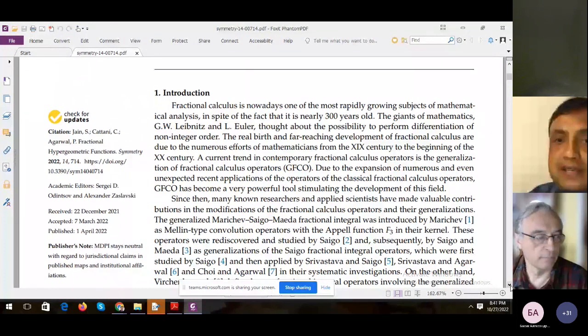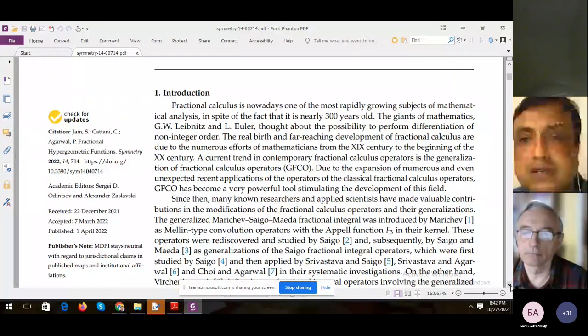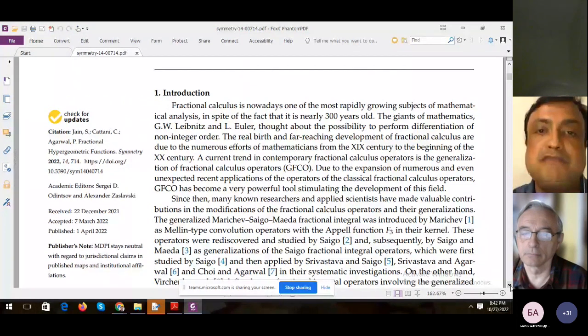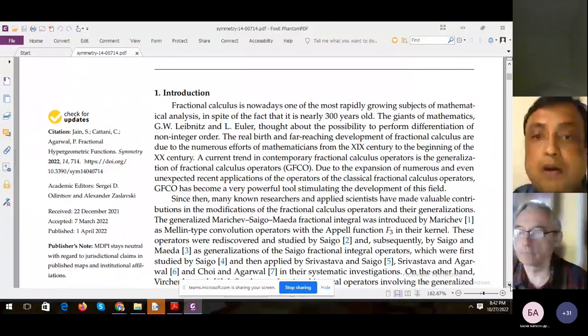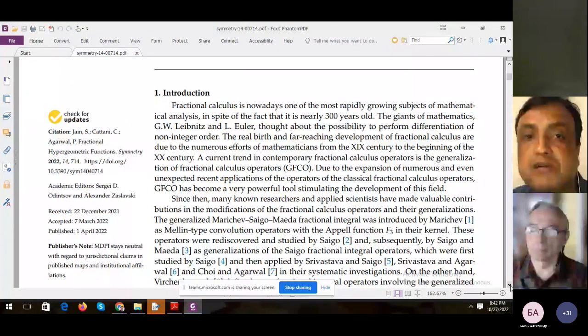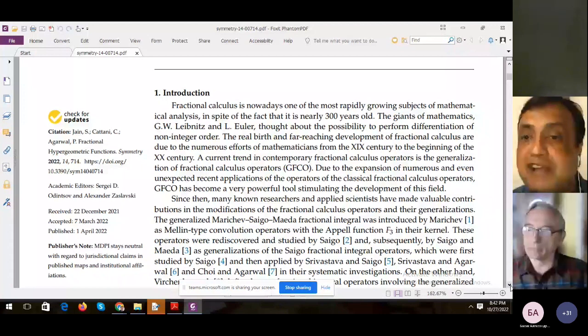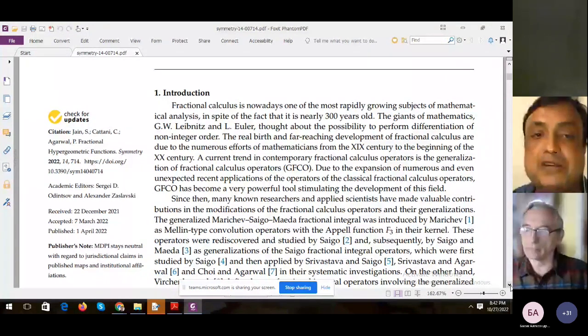Fractional calculus is nowadays one of the most rapidly growing subjects of mathematical analysis, in spite of the fact that it is nearly 300 years old. The giants of mathematics, Leibniz and Euler, thought about the possibility of performing differentiation of non-integer order. The real birth and far-reaching development of fractional calculus are due to the numerous efforts of mathematicians from the 19th century to the beginning of the 21st century.